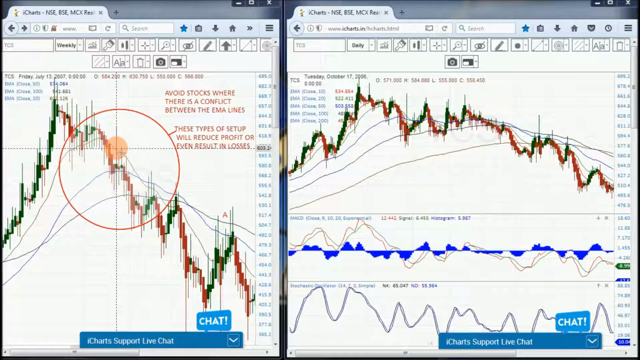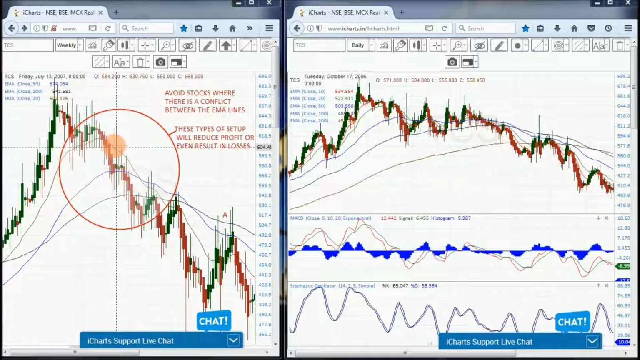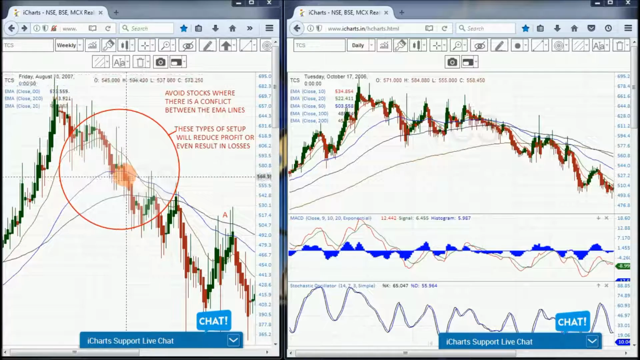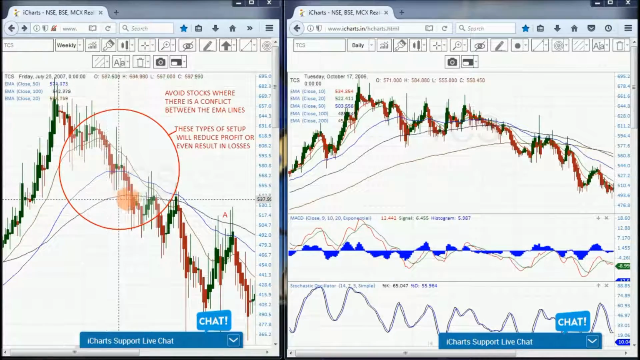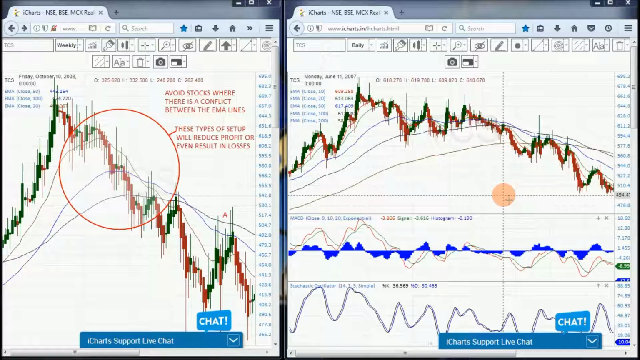What I mean to say is, suppose in this example which is in focus in front of you, the 20 period EMA at this point is going down, whereas the 50 and the 100 period EMA are flat to mildly positive. So whenever the prices are moving in a range defined by the EMAs, from what I have seen, there are chances of making a profit, or even chances of making a loss. So you might get stopped out in your positions.